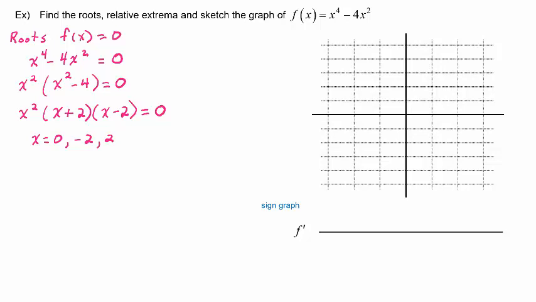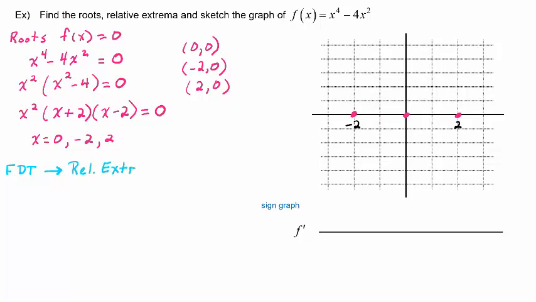So then that means we will have roots at (0, 0), (-2, 0), and (2, 0). So we can get those on the graph. (0, 0), we have a root, (-2, 0), and (2, 0). Next, we will do the first derivative test, and that's how we will find the relative extrema.